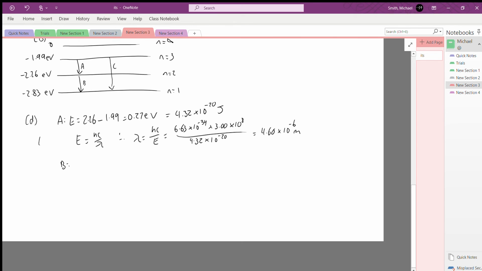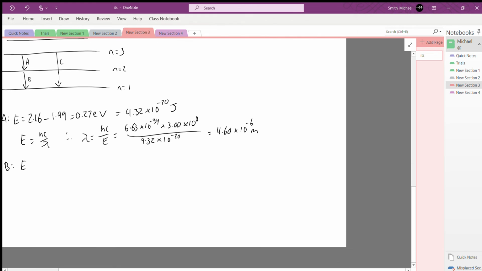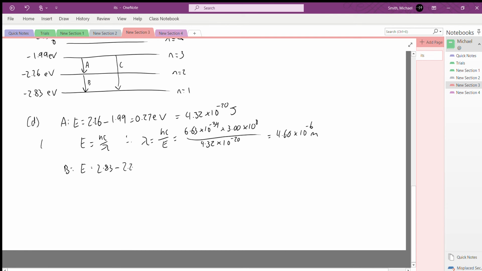Similarly for B, we have E equals 2.83 minus 2.26, which equals 0.57 electron volts, which equals 9.12 times 10 to the power of minus 20 joules, and our wavelength is hc on E. So Planck's constant multiplied by speed of light all over that energy, 9.12 times 10 to the power of minus 20, and that happens to equal 2.18 times 10 to the power of minus 6 meters.